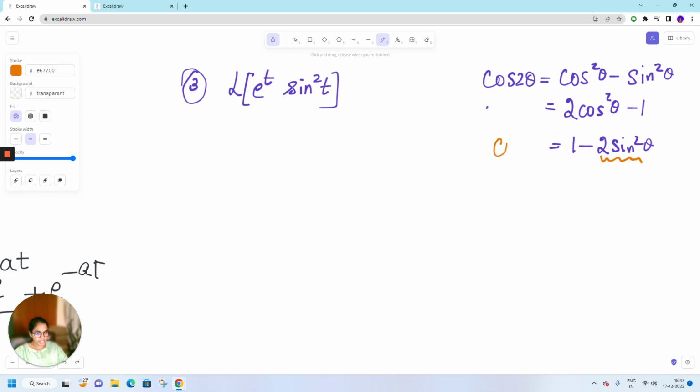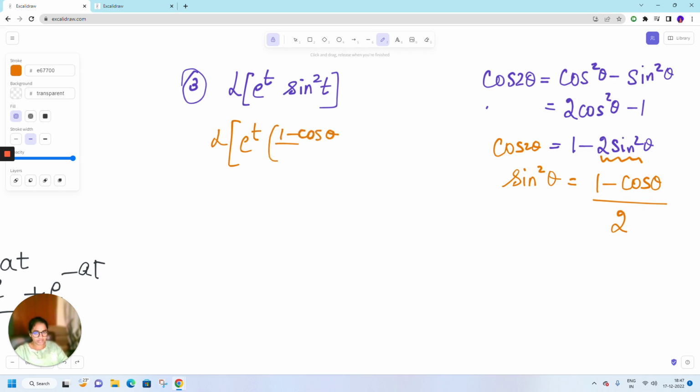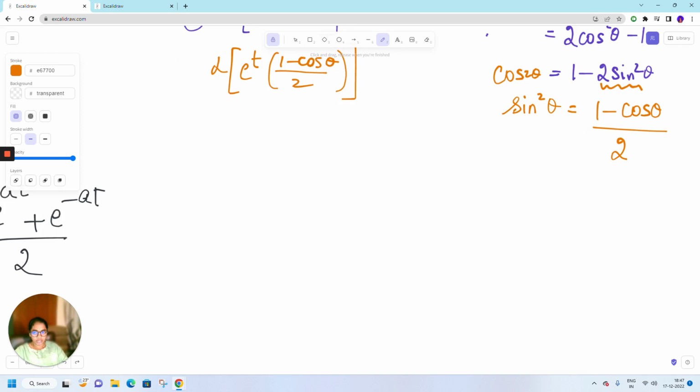So what I'll do, I'll simplify this formula. What will I get sine square theta as? I'll get that as 1 minus cos 2 theta, yes, 1 minus cos 2 theta divided by 2. Okay, now let me replace this with e power t into 1 minus cos 2t divided by 2. Okay, now what I'll do, I'll give e power t to each term. Half is a constant, I can take it out. Yes, minus Laplace of e power t into cos 2t.